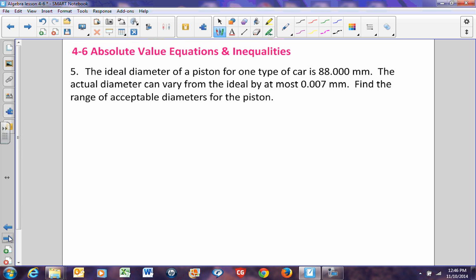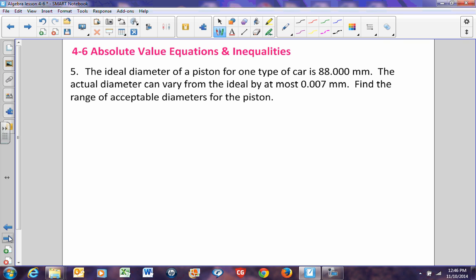Let's look at a word problem. The ideal diameter of a piston for one type of car is 88.000 millimeters. The actual diameter can vary from the ideal by at most 0.007 millimeters. Find the range of acceptable diameters for the piston. This is a very typical type of problem that you're going to need to know how to set up and solve when dealing with absolute value inequalities. So let's take a look at this.